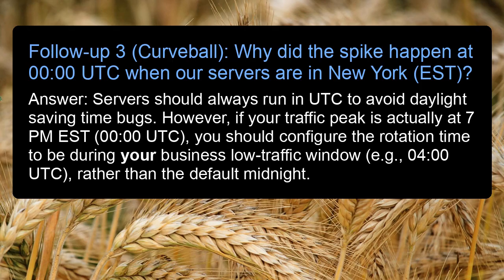Answer: servers should always run in UTC to avoid daylight saving time bugs. However, if your traffic peak is actually at 7 p.m. EST, 00:00 UTC, you should configure the rotation time to be during your business low traffic window, for example, 04:00 UTC, rather than the default midnight.